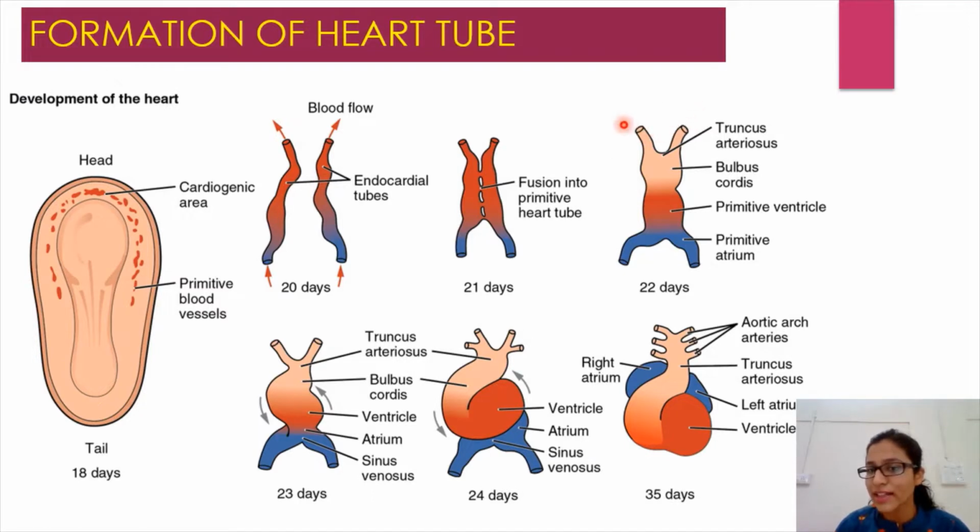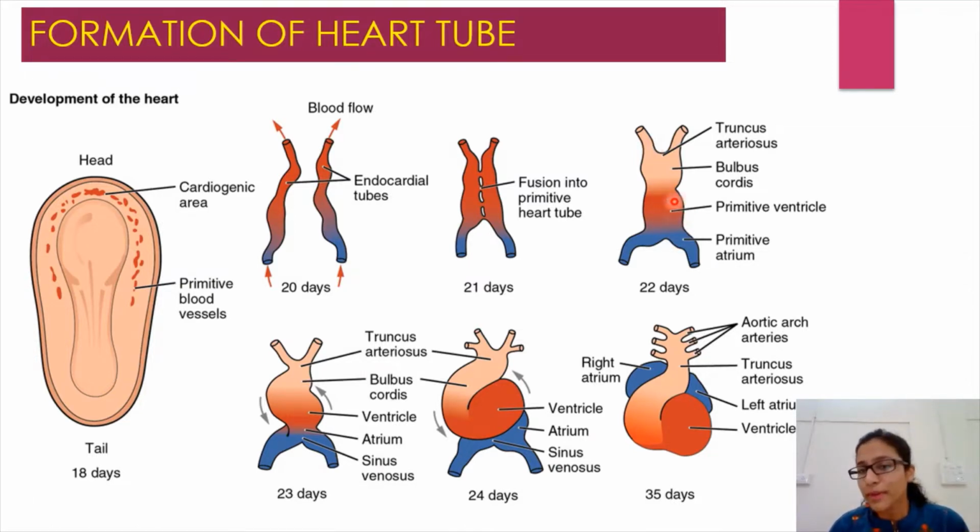It has an arterial end, a venous end, a primitive ventricle and a primitive atrium. Let's see the arterial end first, that is the bulbus cordis. It has three parts. The proximal one-third gives rise to the trabeculated part of the right ventricle. The middle conus part will form the outflow parts of the left ventricle and the right ventricle. And the distal part is the truncus arteriosus, which will form your ascending aorta and pulmonary trunk.